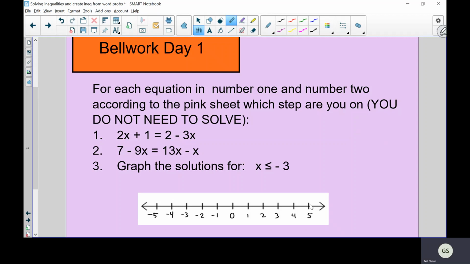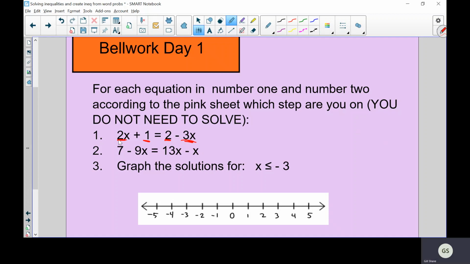All right, so if I have a variable term and a constant on one side, and then also a variable term and a constant on the other side, that is what I call Mr. Gill's three-step equation. It's step 4 though. Here's the reason why I'm emphasizing that step so much.